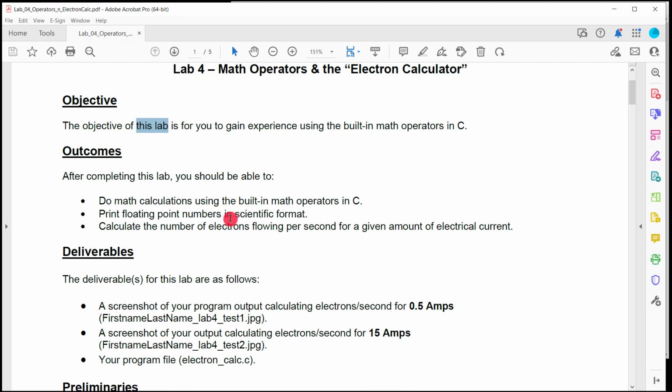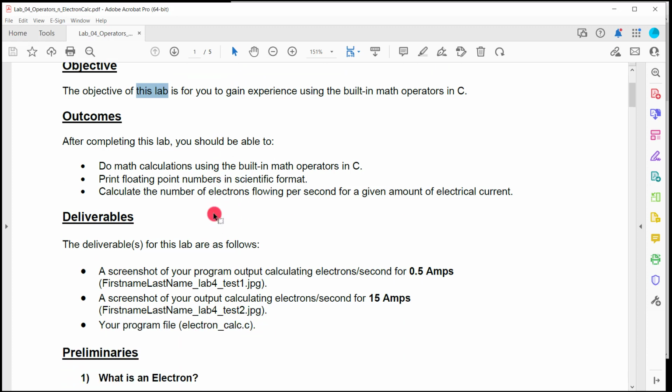And so when you go through this, your outcomes are that you're going to be able to show that you can do these built-in operations and also print floating point numbers in scientific format, something we haven't done. And then you're going to be given a task where I want you to calculate the number of electrons flowing per second for a given amount of electrical current. Now those words might not even register with you, but this is an opportunity to read about some real world engineering phenomena, look at the math that describes it, and then code it in C.